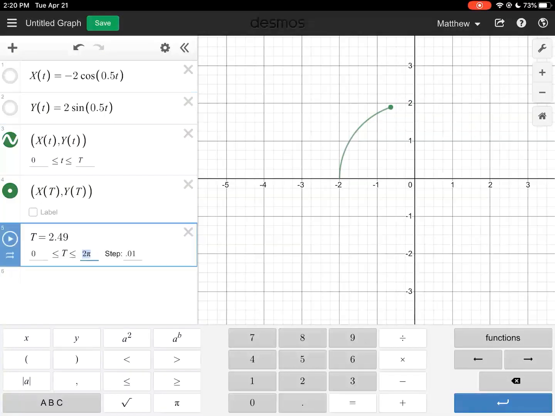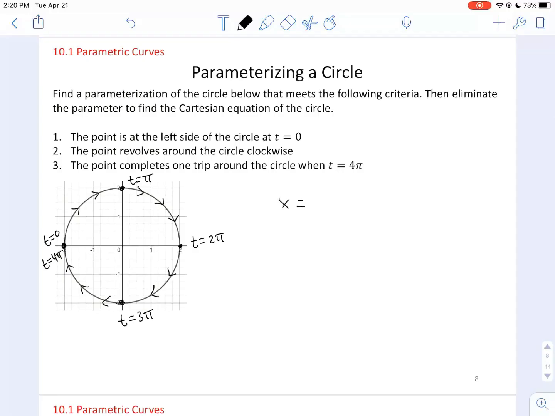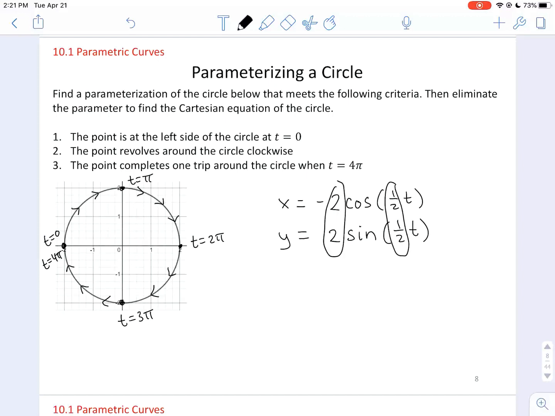And now let's change our capital T window to go up to 4 pi so we can see the whole thing. And we've accomplished it all. I got the right starting spot, I got the right direction, I got the right radius, and I got it drawing itself once over the interval from 0 to 4 pi. Okay, so we found that x was equal to negative 2 cosine of 1/2 of t, and y was positive 2 times the sine of 1/2 of t. To make sure that you're drawing circles, the coefficients should always be the same, and the coefficients of the t's should always be the same. Otherwise, you're going to get non-circles.